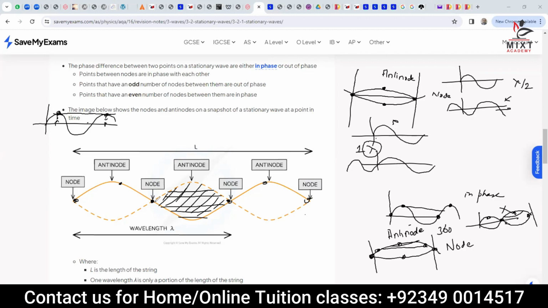Now, the second point is very interesting. Points that have an odd number of nodes between them, 1, 2, 3, this is an odd number of nodes, are out of phase. Whatever points are here in between, they are out of phase. Like this one is not in phase with this one, or this one. Confusion? So if there is an odd number of nodes between them, then the points are out of phase. But if the number is even, they are in phase.